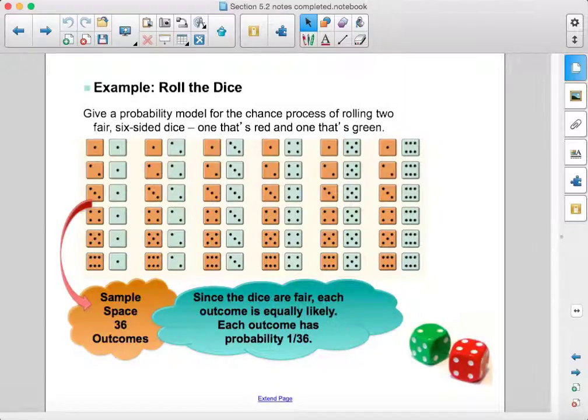So here's an example. It says give a probability model for the chance process of rolling two fair six-sided dice, one that's red and one that's green. So my sample space is shown by the 36 different possibilities shown in the diagram. So there are 36 possible outcomes, and then you can see since the dice are fair, each outcome is equally likely, so each outcome has a probability of 1/36. So by including the sample space and the probability of each outcome, I have created a probability model or probability distribution.